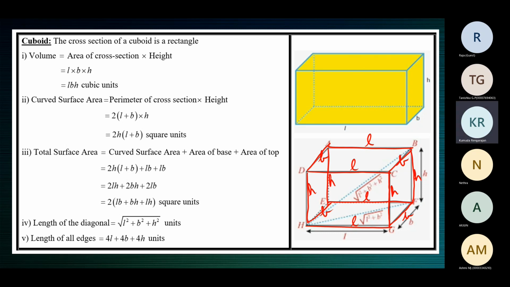So the length of all these edges will be 4L plus 4B plus 4H. Why? Because L plus L plus L plus L is 4L, B plus B plus B plus B is 4B, H plus H plus H plus H is 4H. So it's not 12 here, but the length of all these edges is 4L plus 4B plus 4H units.